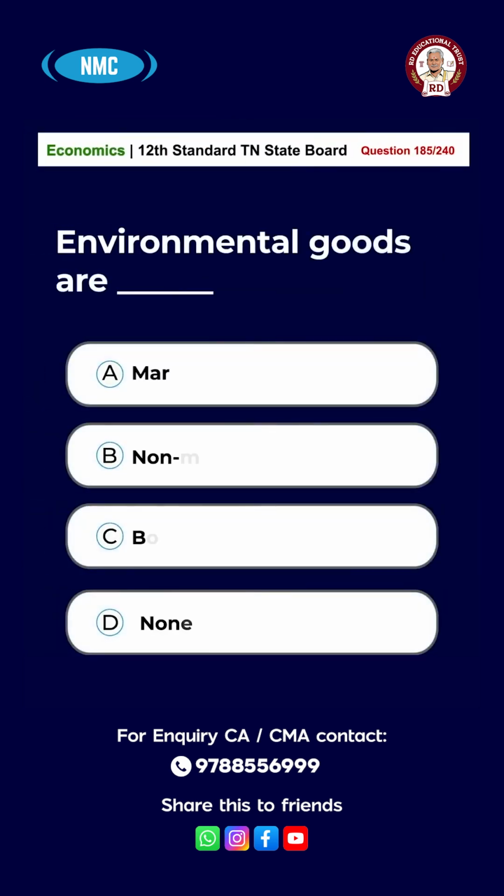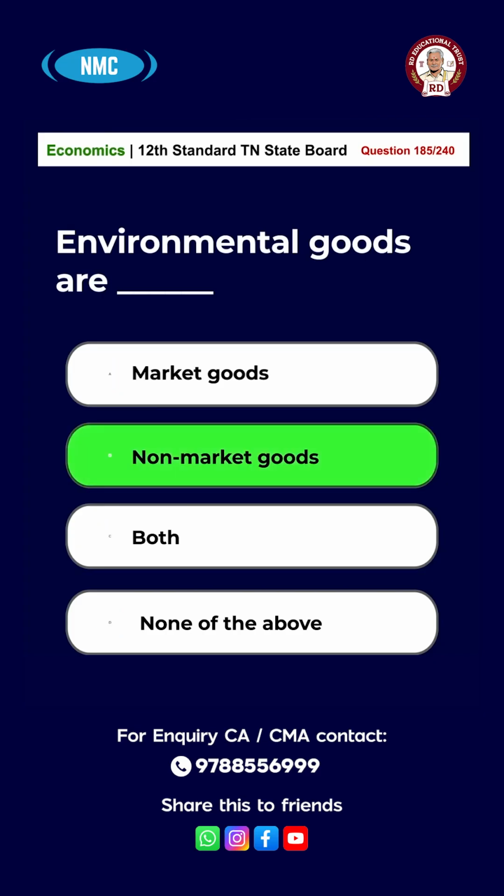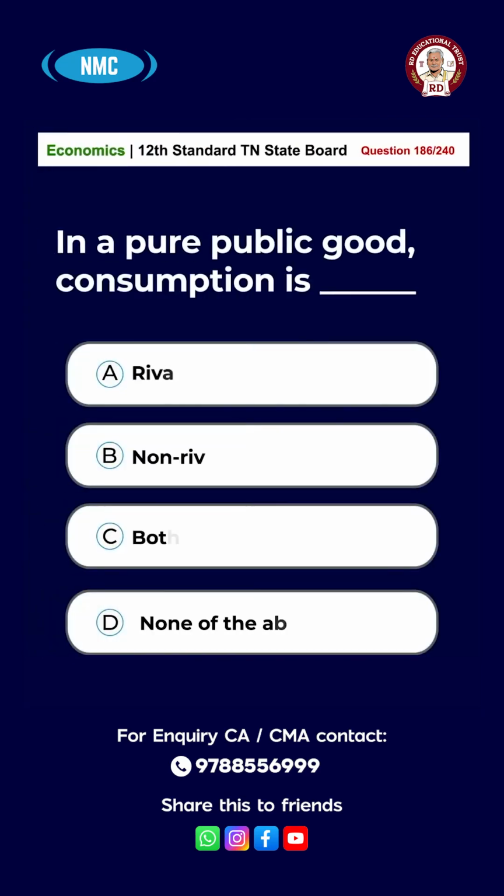Question number 185. Environmental goods are A. Market goods, B. Non-market goods, C. Both, D. None of the above. The answer is option B. Non-market goods. Question number 186. In a pure public good, consumption is A. Rival, B. Non-rival, C. Both, D. None of the above. The answer is option B.